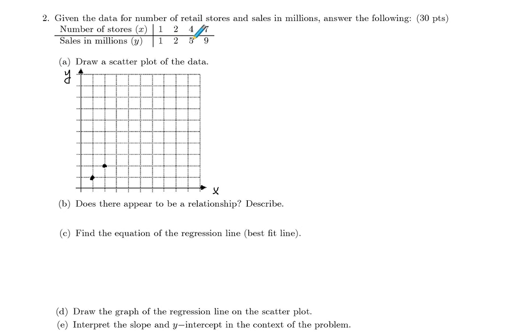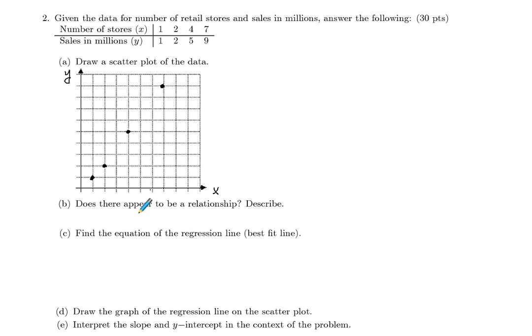When X is 4, Y is 5, so 4 to the right, and then 1, 2, 3, 4, 5 up, right here. And then X is 7, Y is 9, so 1, 2, 3, 4, 5, 6, 7 to the right, and up 2, 4, 6, 8, 9, right there. So there's our data. It's not exactly on a line, but it's pretty doggone close.